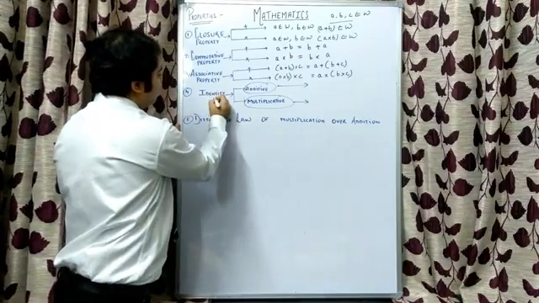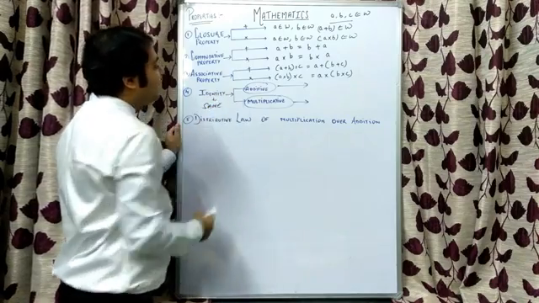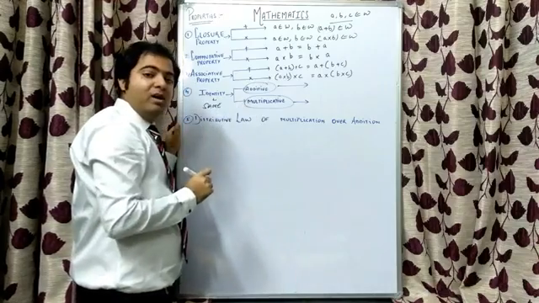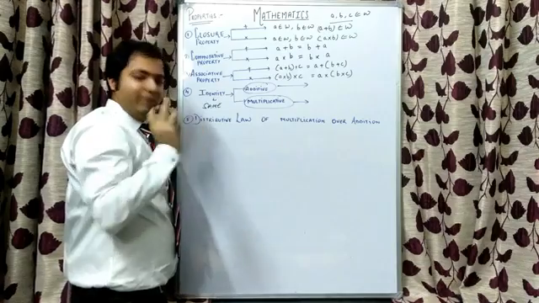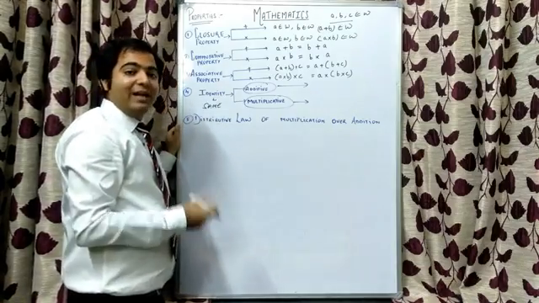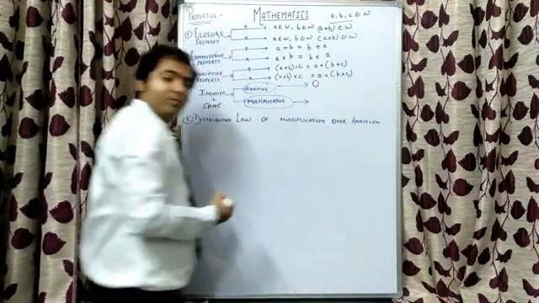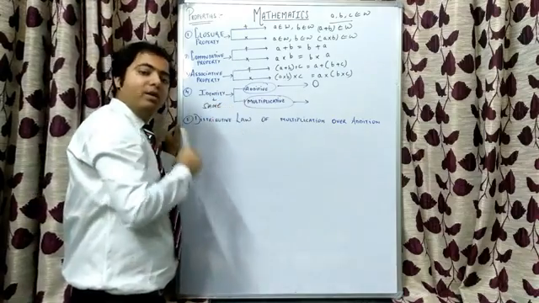Identity, children, means same. Additive identity means what I should add to a whole number so that the whole number remains same. For example, 11. 11 is a whole number. What should I add to 11 so that 11 remains 11? The answer will be 0. So 0 is the additive identity of whole numbers.